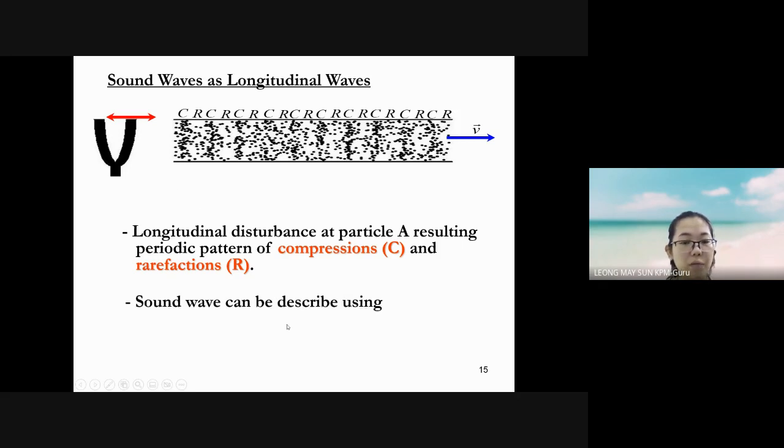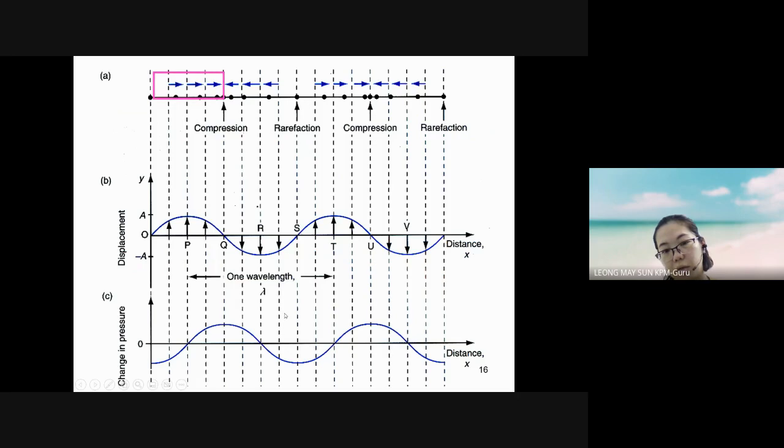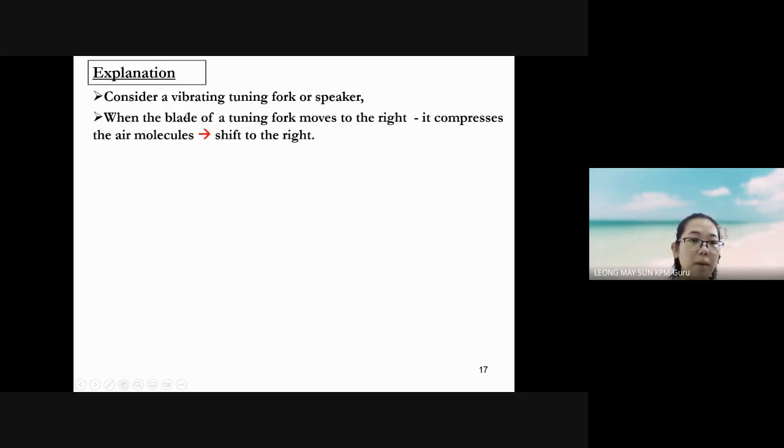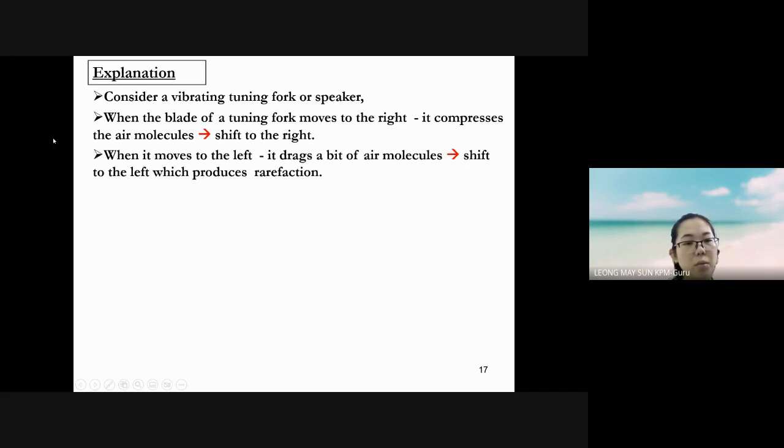So sound wave can be described using, okay, this one ignore first. Explanation. Considering a vibrating tuning fork or a speaker, when the blade of the tuning fork moves towards the right, it compresses the air molecules, shifting them towards the right. When it moves towards the left, it drags a little bit of air molecules and shifts them to the left, which causes the rarefaction.